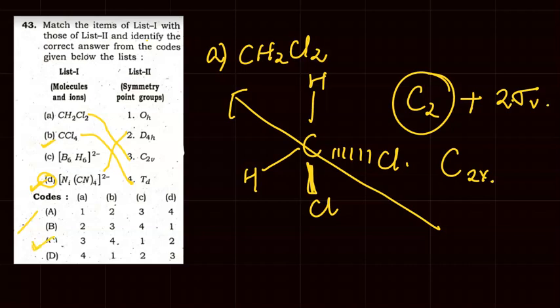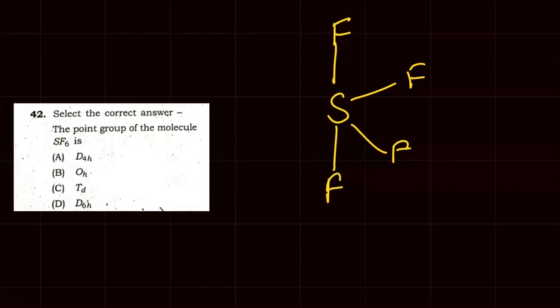And for B6H6 2 minus, the symmetry point group will be octahedral. Okay, so the next question says select the correct answer: the point group of the molecule SF6. Here we have to do the same thing, we have to draw the structure of the SF6 molecule. So we know that the SF6 molecule will have octahedral geometry, and hence the point group of SF6 will be octahedral. This molecule is very symmetrical in nature, and hence this will have octahedral point group.